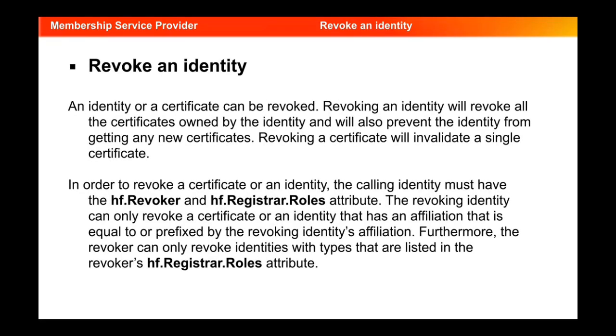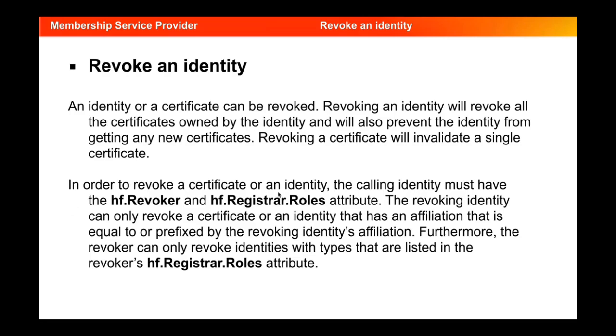Next is revoking an identity. As we have seen in the previous sessions, we can also revoke an identity if the certificate is old or needs to be revoked or in some similar scenario. So an identity or a certificate can be revoked. Revoking an identity will revoke all the certificates owned by the identity and will also prevent the identity from getting any new certificates. Revoking a certificate will invalidate a single certificate.